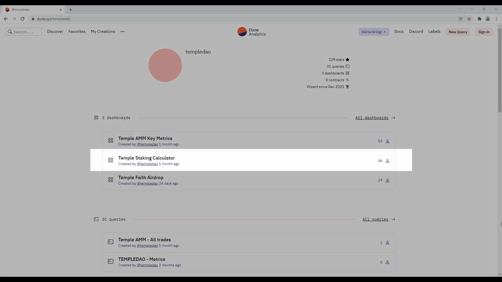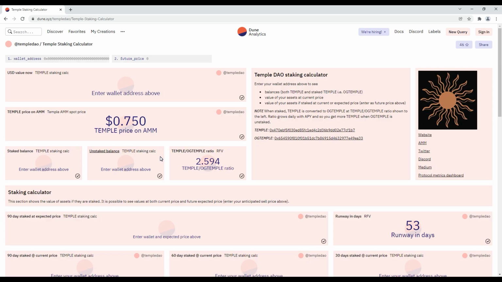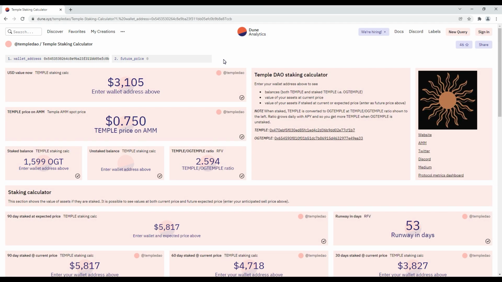Today we will dive into the Temple Staking Calculator dashboard. This is what you will see when you first land on the dashboard page. The first two fields are editable, and you should enter your Ethereum wallet address here to receive personalized results. The future price can be left as default. This means the dashboard will use live current prices for its calculations. Alternatively, you can input your own future price to see some pretty interesting results.